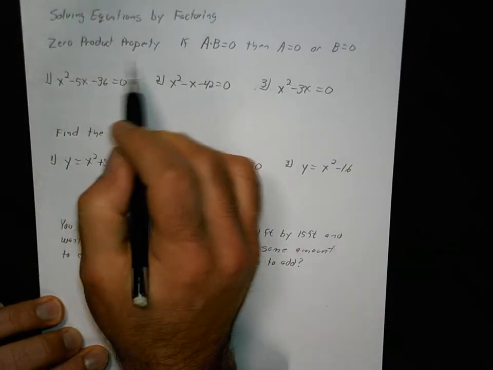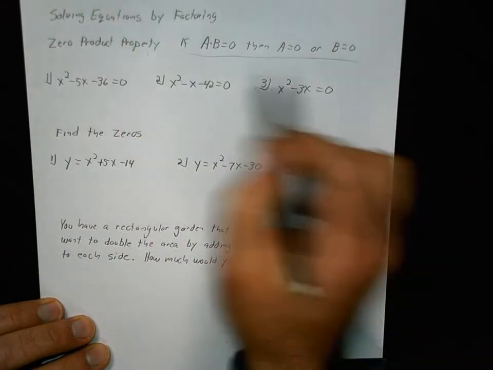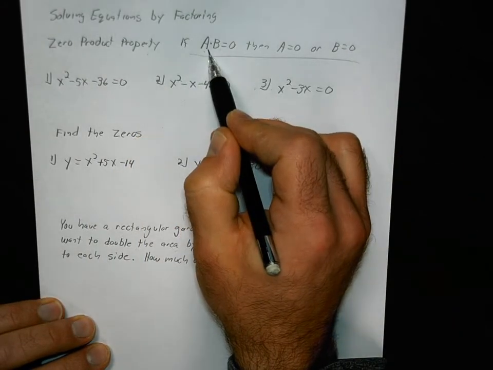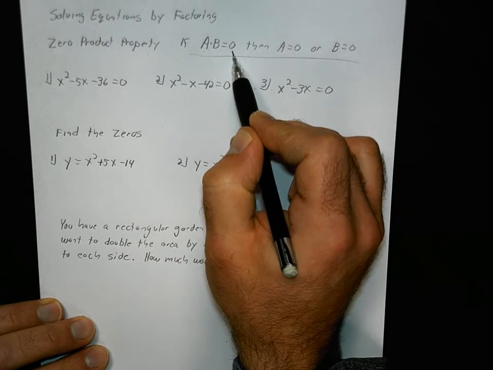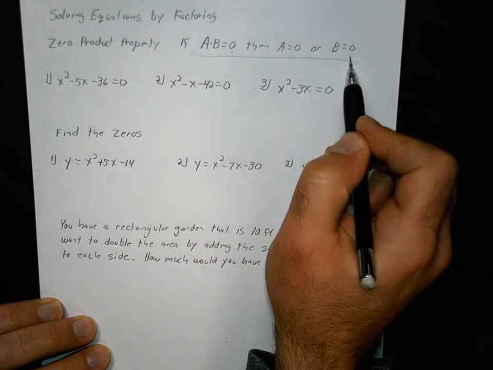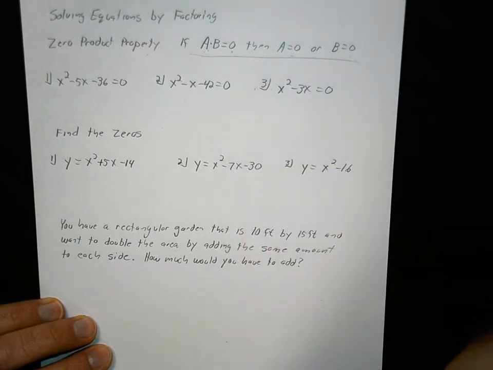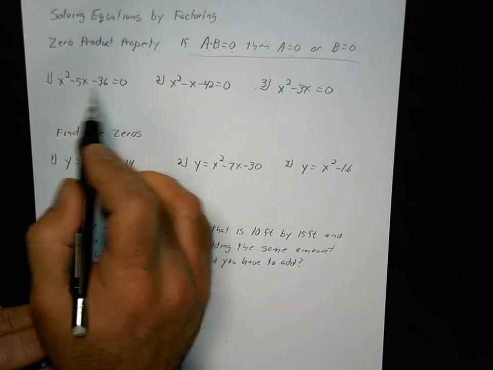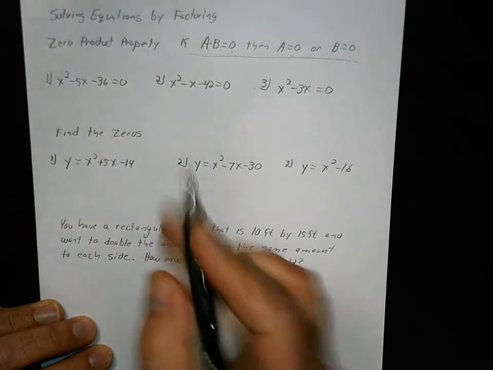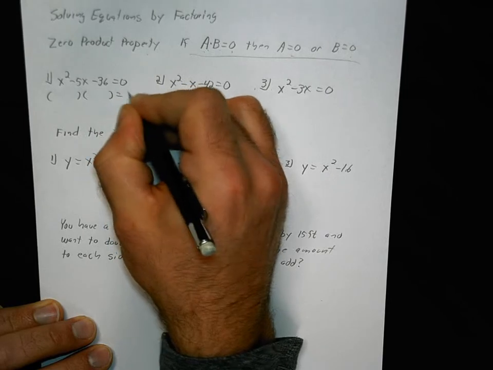Okay, so the zero product property is what we use to solve quadratic equations. And here it is right here. If I'm multiplying two things together and I get 0 as a product, well, either A has to be 0 or B has to be 0, or they both have to be 0. That makes sense. So when I solve these, if I can factor them and change them to multiplication, I can solve these.